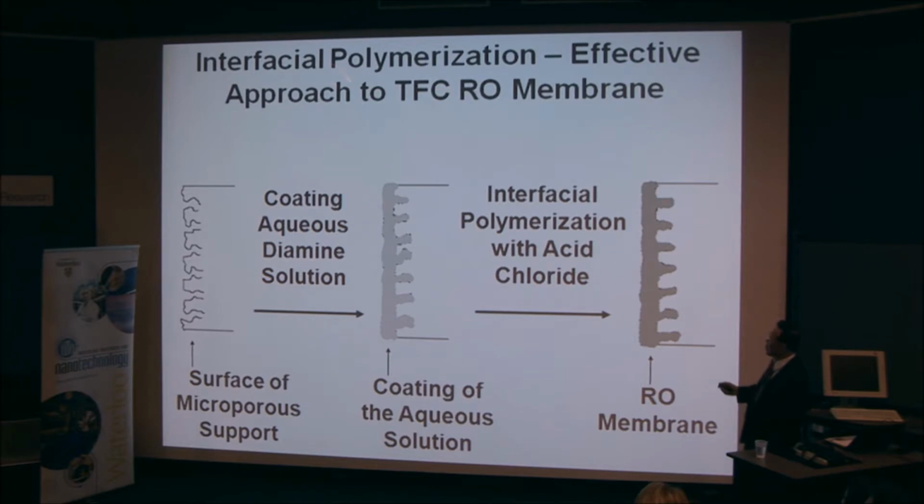Here is a quite well-known process using interfacial polymerization. You take the nanoporous polysulfone, and then you coat the first layer of an aqueous diamine solution, and after that you do the interfacial polymerization with acid chloride in hydrocarbon. Then you make this membrane.